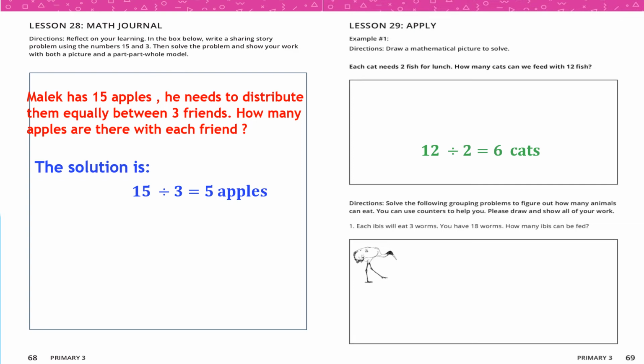In the next one, each ibis will eat 3 worms. An ibis is an animal. You have 18 worms. How many ibis can be fed? So the total number, the whole number, is 18, and each ibis eats 3 worms. So 18 divided by 3, we can feed 6 ibis.